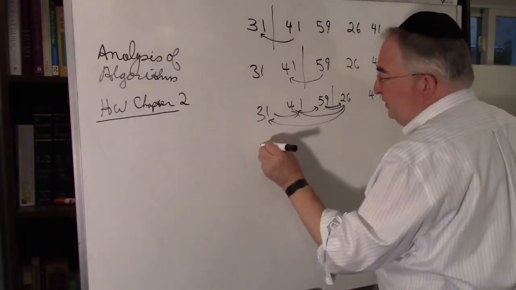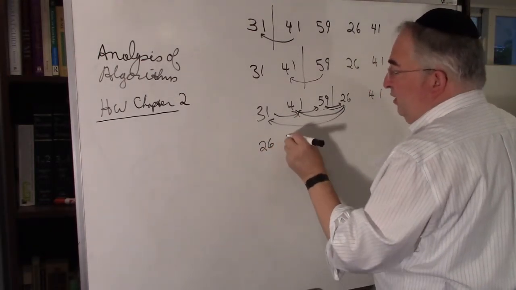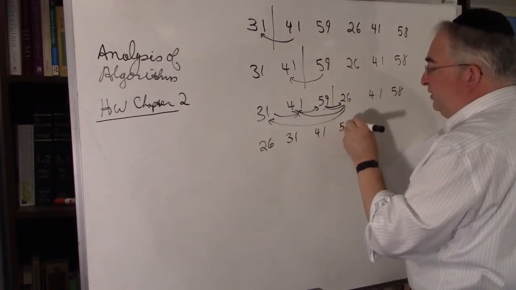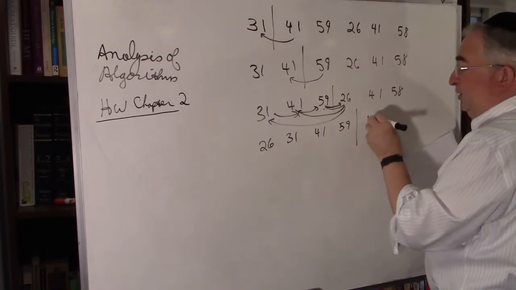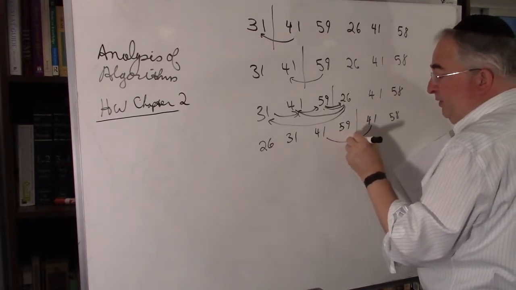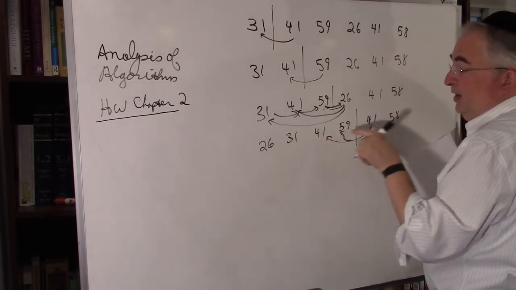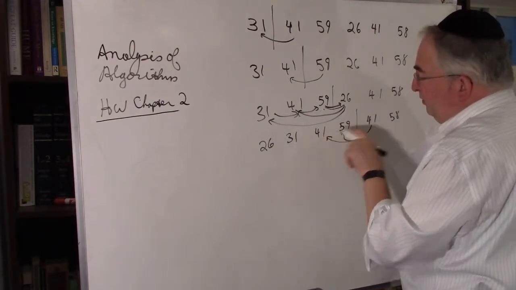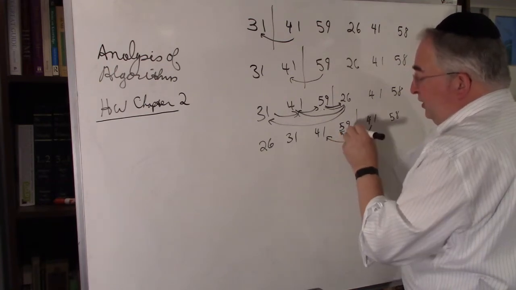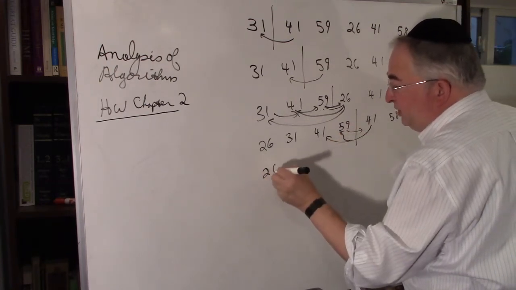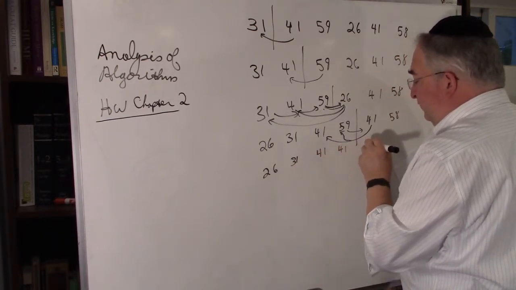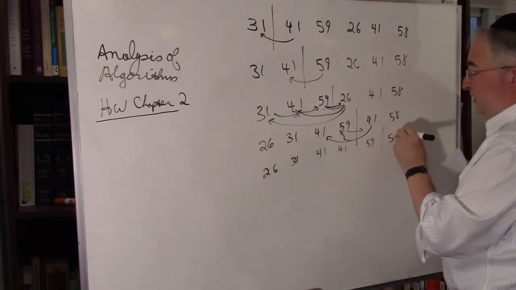Anyways, at the end of this, 26 is going to go here, 31 is going to go here, 41 is going to go here, 59 is going to go here. Then there'll be a break, then you'll have the 41 and the 58. The 41 will compare to the 59 and the 41. It depends exactly on the algorithm what to do with two equal things. So you'll look up in the algorithm, but the point is this is going to go forward, and so you're going to have 26, 31, 41, 41, 59, and then there's going to be a break, and then 58.